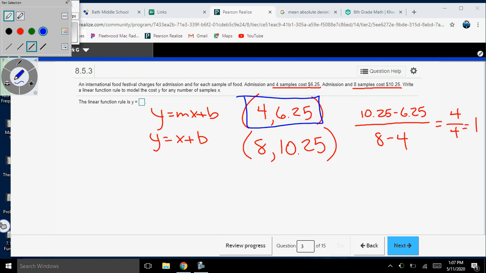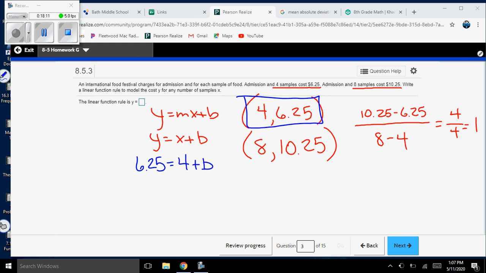Okay, I'm going to say, all right, y was 6.25, x was 4, plus b. Trying to find the y-intercept here. So I subtract 4 from both sides, and I get b equal $2.25. So my initial value was $2.25.